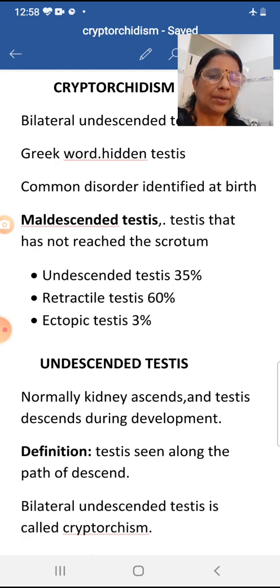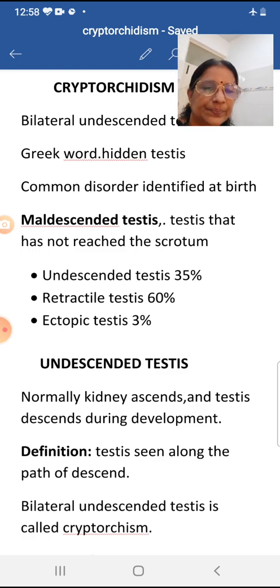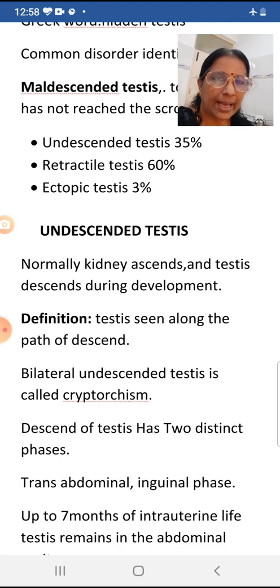But if the testis is not present and the scrotum is also not well developed, that means it may be a case of undescended testis or ectopic testis. Coming to undescended testis, the kidney develops normally in the iliac region and ascends upwards to reach the loin. But the testis develops in the loin region and descends during intrauterine life. So what is the definition of undescended testis? I have already told you: testis seen along the path of descent. You know the path of descent. Bilateral undescended testis is called Cryptorchidism.